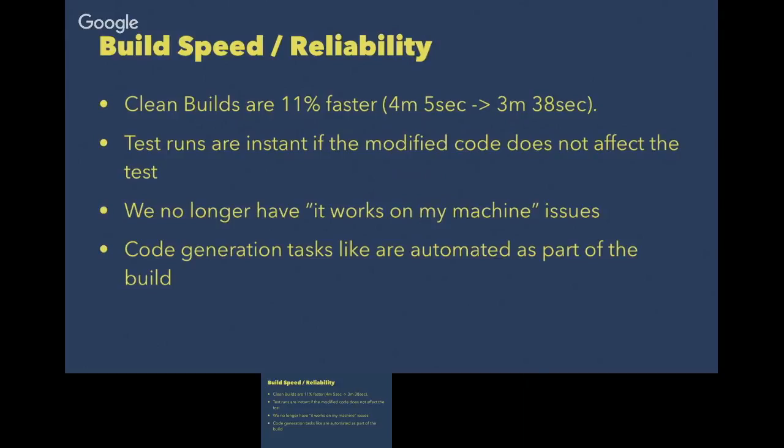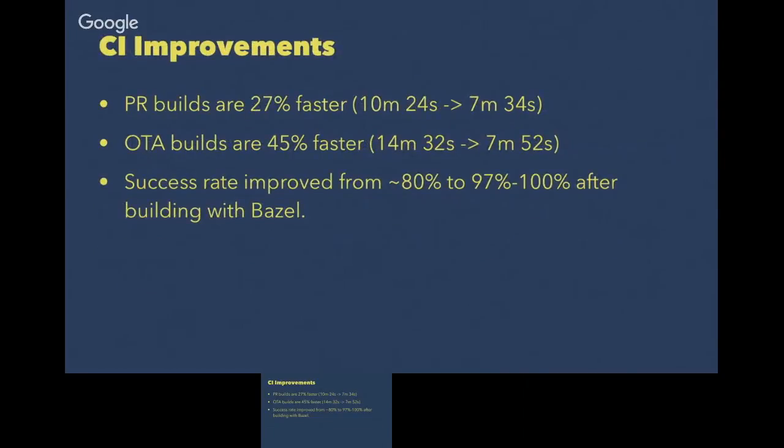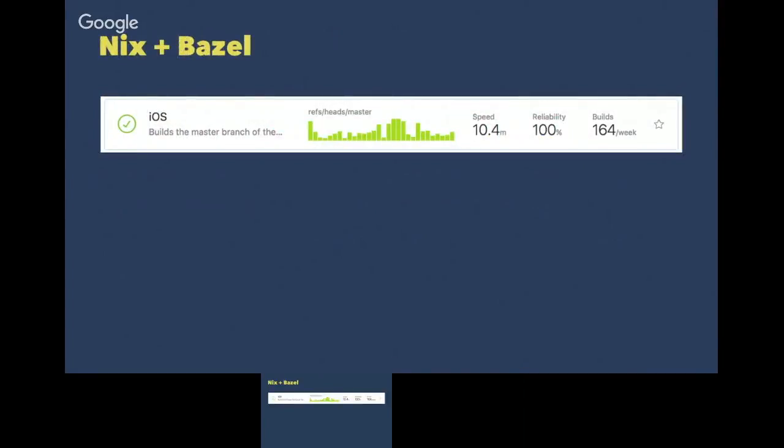And then for our CI system, which was struggling, as I mentioned before, our PR builds are 27% faster. Producing our build artifact for the beta audience is about 45% faster. And our success rate improved from about 80% on our CI setup to about 97 to 100%. And this is an example, a screenshot I took of our beta build. This is a screenshot from BuildKite. And basically, you can see it's 100% reliability.